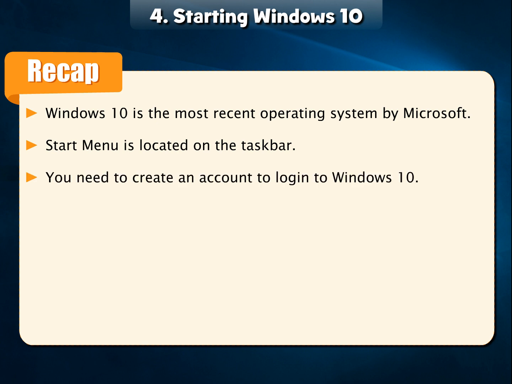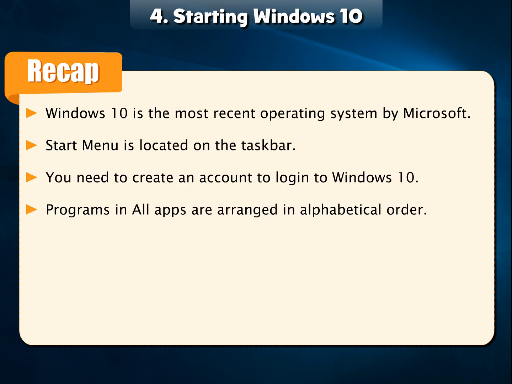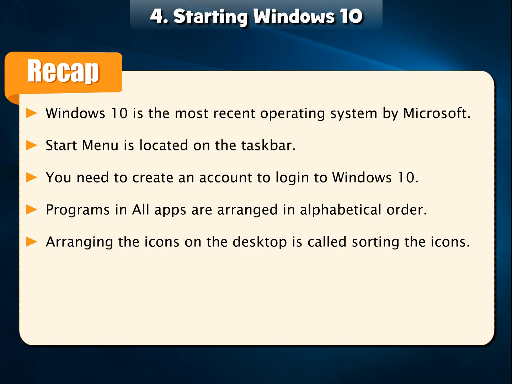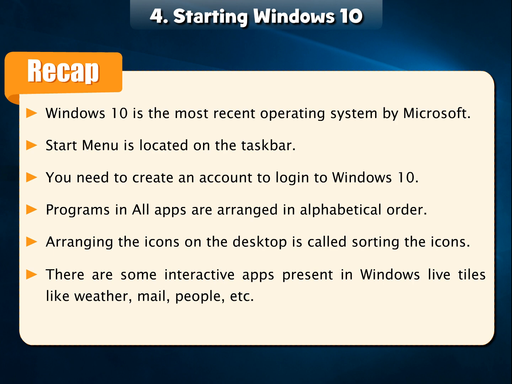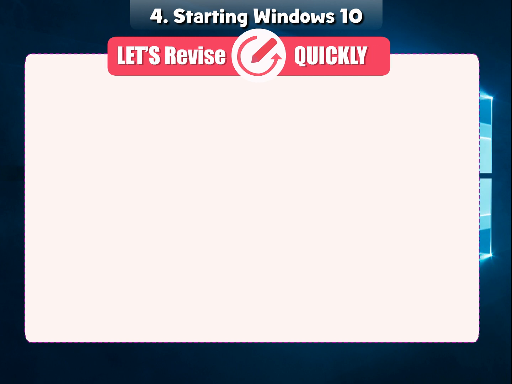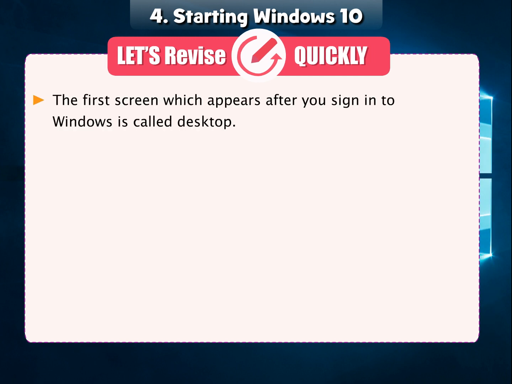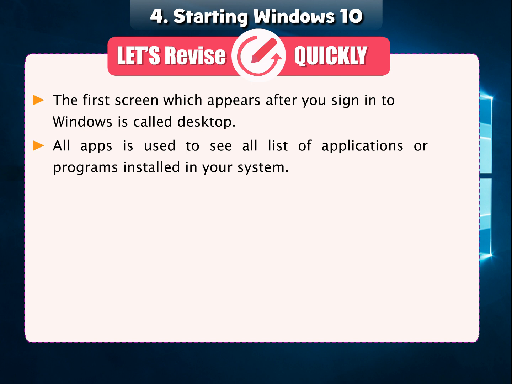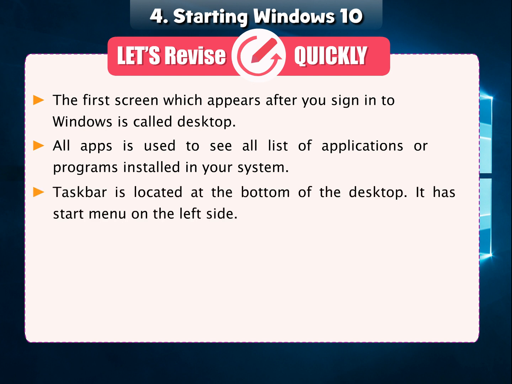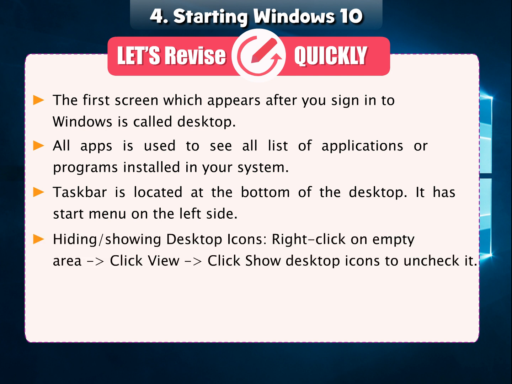Some important icons of the desktop. Recycle bin. When you delete a file, it is moved to the recycle bin. Folders. Folders are used to store files. You can keep folders, files on the desktop so they can be easily accessed. This PC. It is used to access all the drives, folders and files on the system.